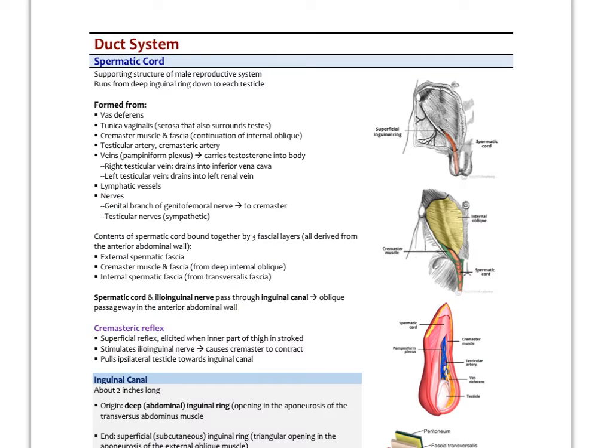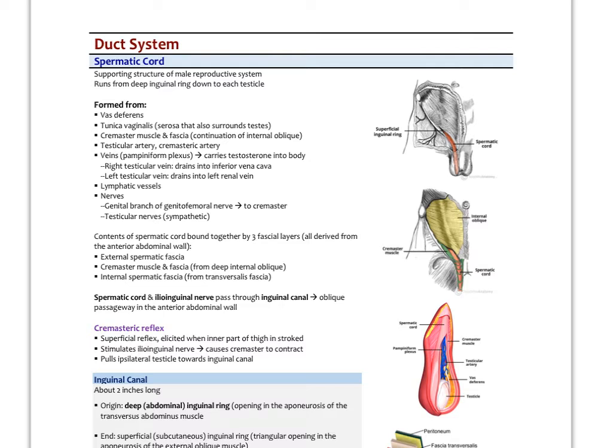One final very important structure we need to know about is the spermatic cord. And this is really the supporting structure of the whole male reproductive system. It runs from the deep inguinal ring down to each testicle. And it's formed essentially from the vas deferens, from a layer of tunica vaginalis. Again, that's the serosa that's surrounding the testes, but it also covers the spermatic cord. And it's derived from the abdominal peritoneum embryologically.